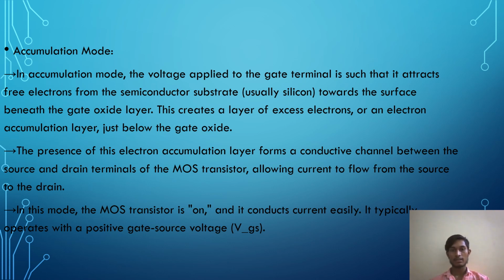In this mode, the MOS transistor is on and it conducts current easily. It is typically operated with a positive gate source voltage VGS.